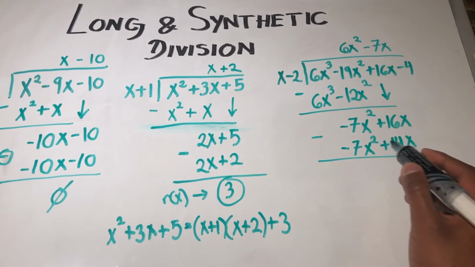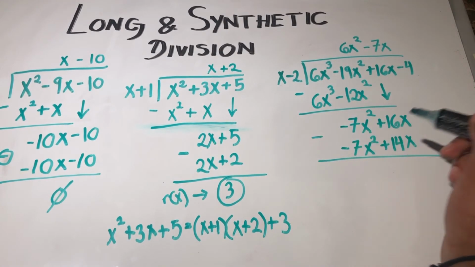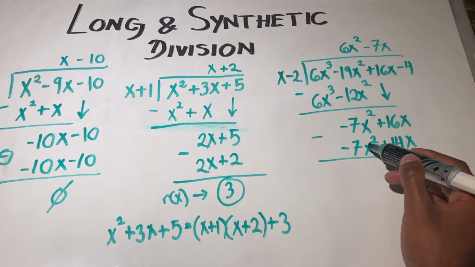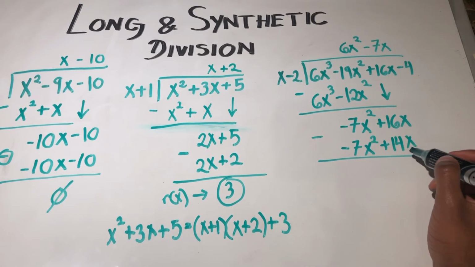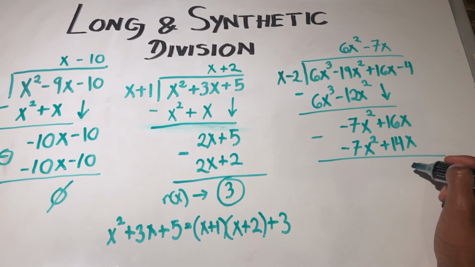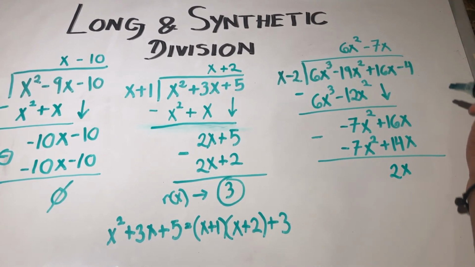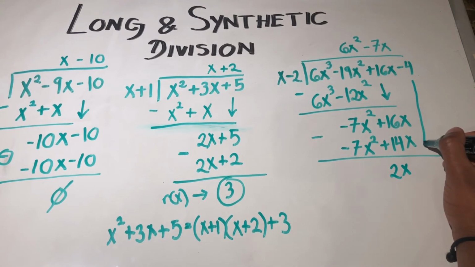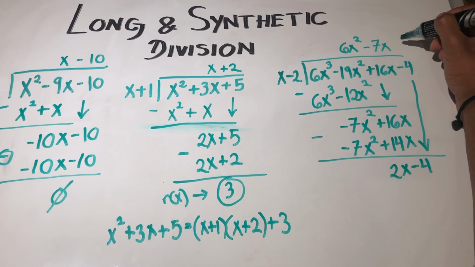Subtracting those terms, negative 7x squared minus negative 7x squared, so negative 7x squared plus 7x squared, that's just 0. And then 16x minus 14x is going to give us 2x. So I'm going to go ahead and write 2x here. And then we're going to carry down the last term all the way down, which is negative 4. And then we're going to do the same exact thing all over again. 2x divided by x is going to give us positive 2. I'm going to go ahead and write that.